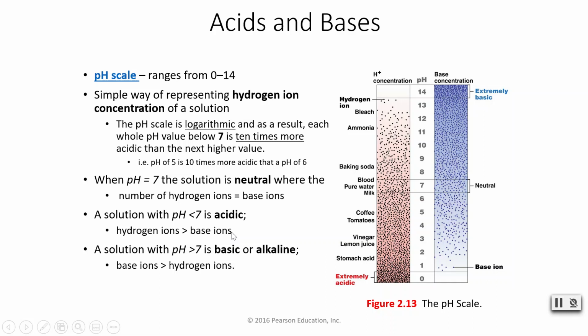Okay. And then we could be above 7 on the pH scale. If we are above 7, then we are a base, or we are an alkaline solution. Now we would have more base ions than hydrogen ions. Notice that we did not say 0 to 6 and 8 to 14 for acids and bases. A 6.9 is still an acid. A 7.1 is still a base. Okay, so we refer to it as being less than 7, greater than 7, or equal to 7.